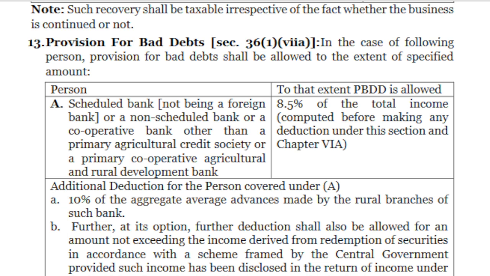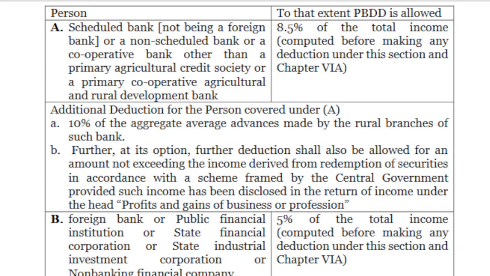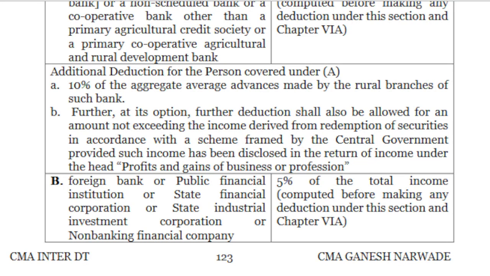Okay, very good. Now come to the additional deductions. What are the additional deductions? Suppose if it is a rural bank, then it is not 8.5% but 10%. So for urban branches you can claim 8.5% and for rural branches you can claim 10%. That's how simply you should remember.